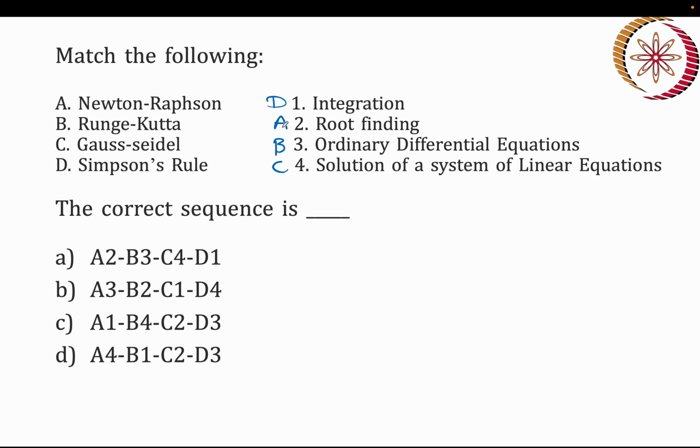So you can see that A is associated with 2. So A is 2, then B is 3, C is 4, and D is 1. So this is the correct option: A2, B3, C4, D1. Okay, so we'll go to the next question.